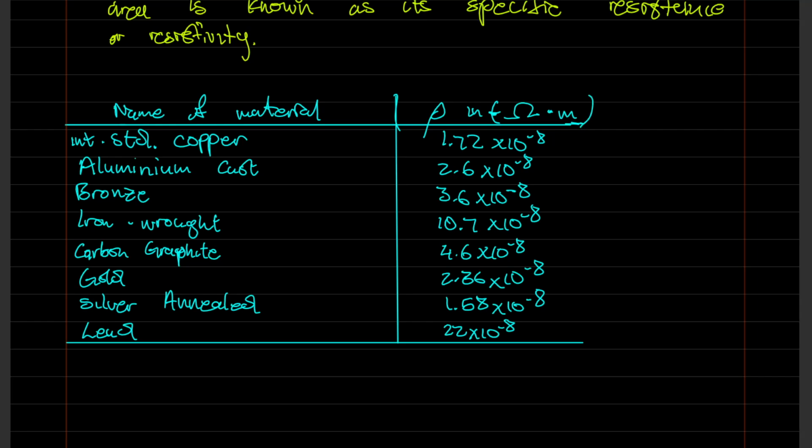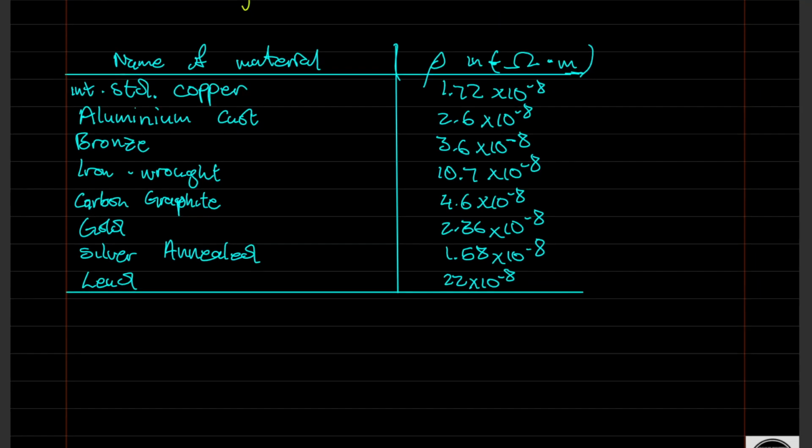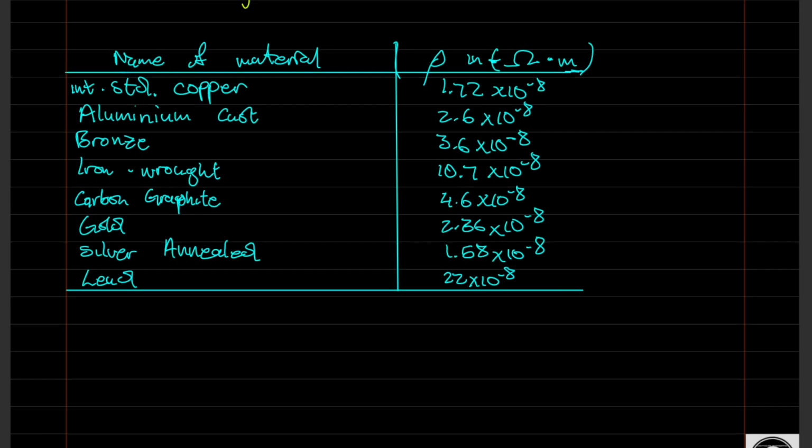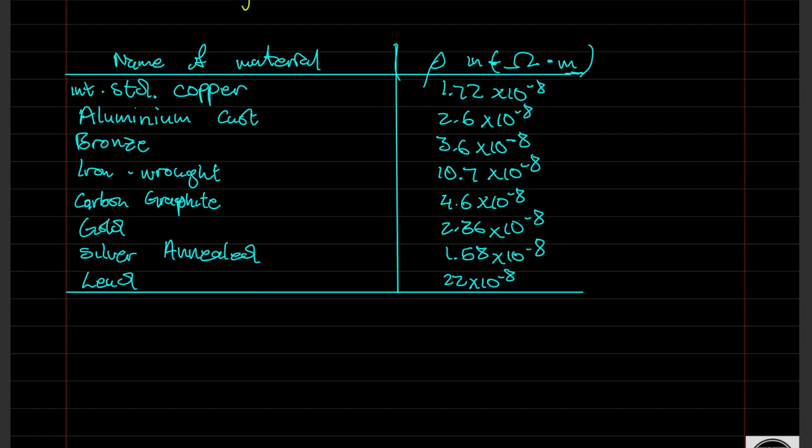Okay, this is copper, this is aluminium cast, this is bronze, this is wrought iron, this is carbon graphite, gold, silver, and lead. Okay, I hope we can get that. Let us continue on with our chapter, and we'll do a couple of examples before we head on to our tutorials.